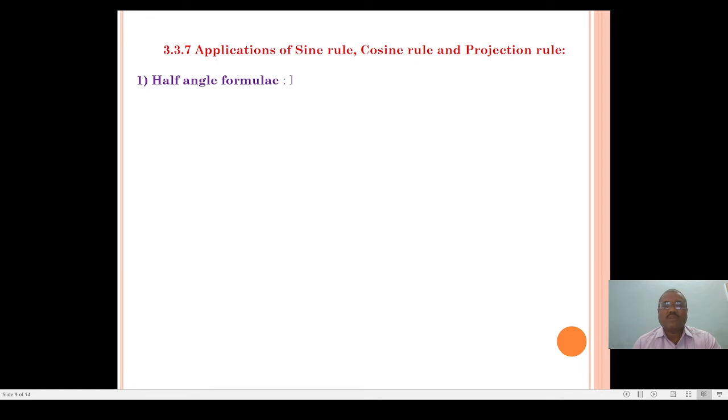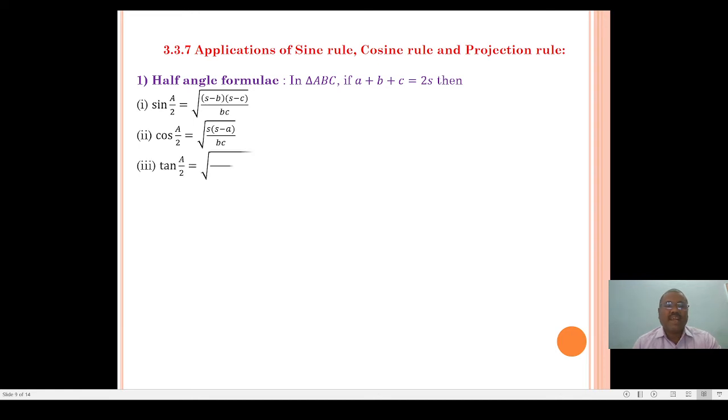Now application of sine rule, cosine rule and projection rule. So one, half angle formula: in triangle ABC, if a plus b plus c equals 2s, then sin A by 2 equals root of (s minus b)(s minus c) upon bc. Cos A by 2 equals root of s(s minus a) upon bc, and tan A by 2 equals root of (s minus b)(s minus c) divided by s(s minus a).